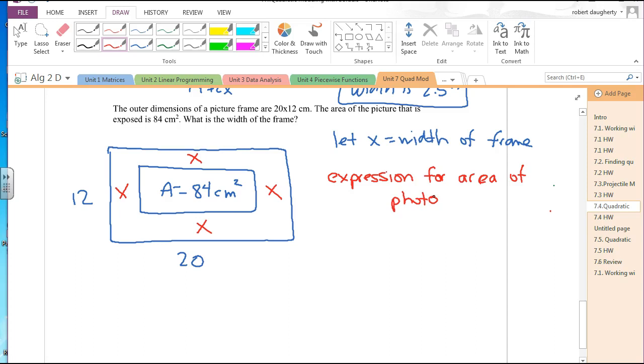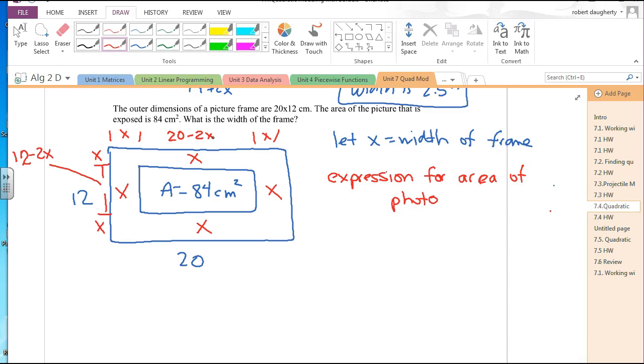12 minus 2x. Okay? So if this is 12, and I break this down, that has to be x, and that has to be x. So the distance from here to here has to be 12 minus 2x. And then we do the same thing over on this side. The distance from here to here is x. The distance from here to here is x. The total distance was 20, so this distance in here has to be what? 20 minus 2x, okay? So that's the trick on this one.